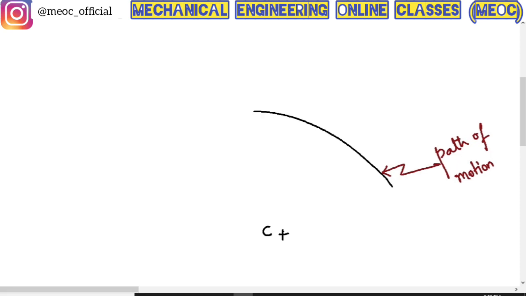So at any point P on this path, the velocity of the particle is always directed along the tangent to the path at point P. So at any point P on the path, the velocity of the particle is directed along the tangent to that path. So this direction is known as tangential direction.